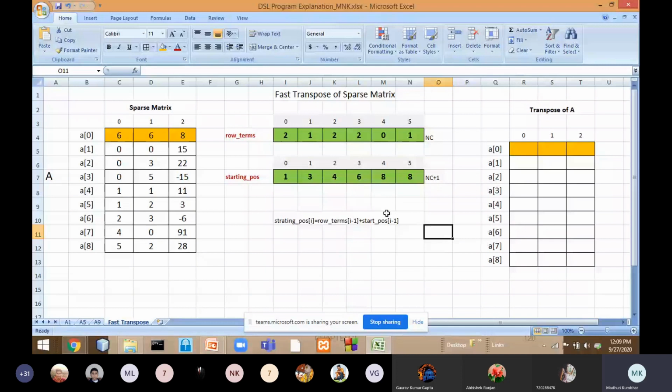Once you get this, we have calculated it using the row terms. Its work is now complete, it has no further use. We will deal with this now. Now see, what do we have to do? We have to compute the transpose. Listen carefully, we have to compute the transpose.